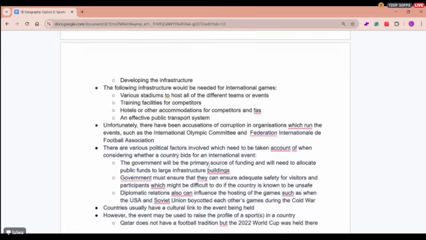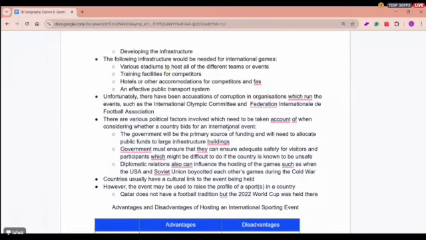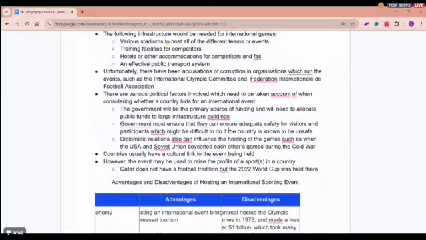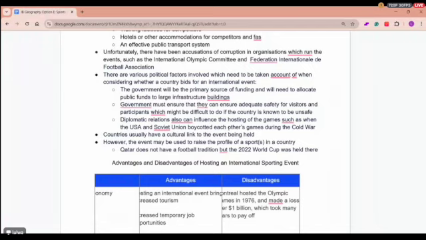and public transport system. Unfortunately, there have been accusations of corruption in organizations, and there are various political factors involved which need to be taken into account. For example, the government will be the primary source of funding and therefore will need to allocate public funds to large infrastructure buildings. And governments must ensure that they can provide adequate safety for visitors, and diplomatic relations can influence the hosting of the games, such as when the USA and Soviet Union boycotted each other's games in the Cold War. Countries usually have a cultural link to the event being held, of course.